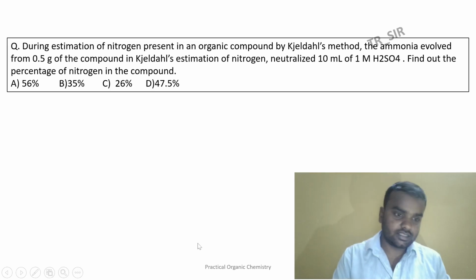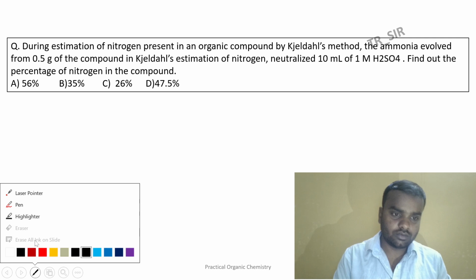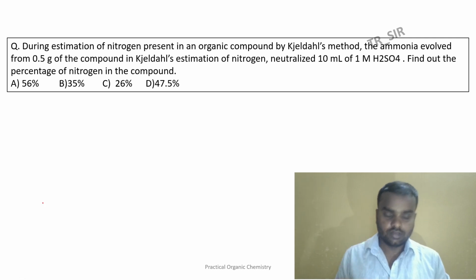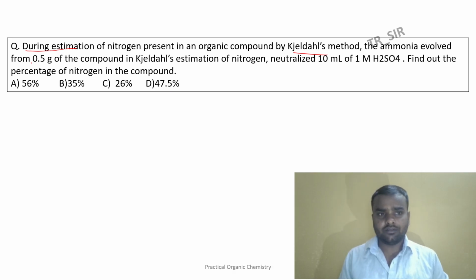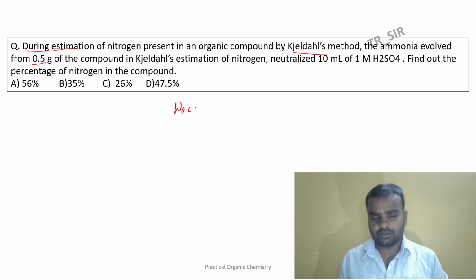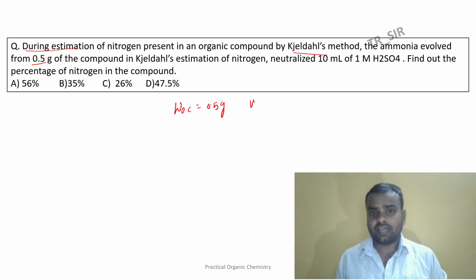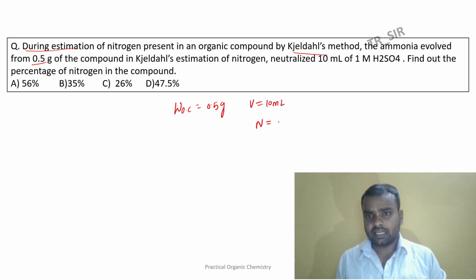Now we'll see the question on this and how we can find the answer. For example, the question given is: during estimation of nitrogen present in an organic compound by the Kjeldahl method, ammonia evolved from 0.5 gram of the compound. That means the weight of organic compound they have given is 0.5 gram. The volume they gave is 10 ml. Normality they have not given, but molarity they gave as 1. Here the valence factor is 2. Why?